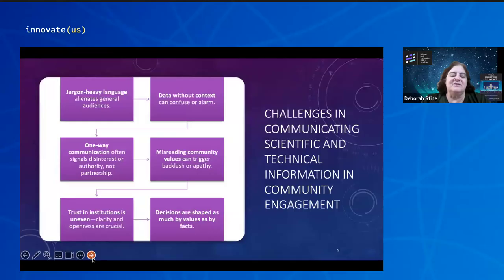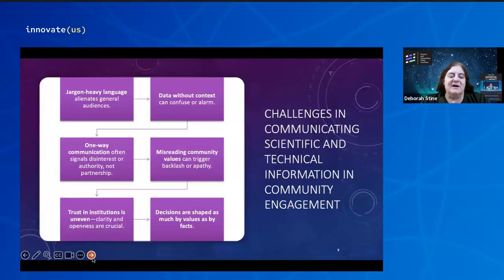Sometimes if you do it as a one-way communication where you just begin speaking on high, like giving a lecture, as opposed to an engagement, it can signal to them that you are disinterested in what they have to say, that you are not recognizing the autonomy of communities. And if you misread community values because you make assumptions, then it can trigger backlash or apathy.